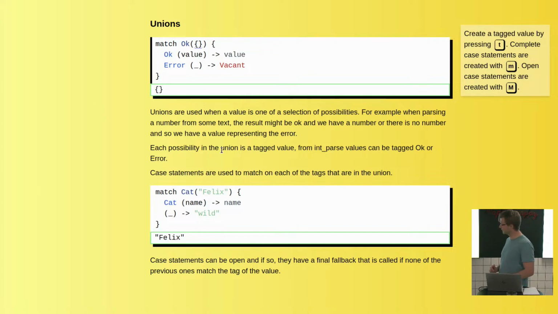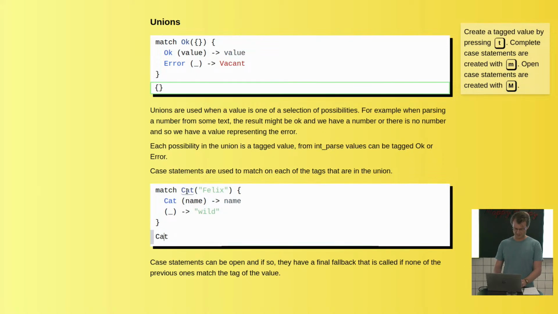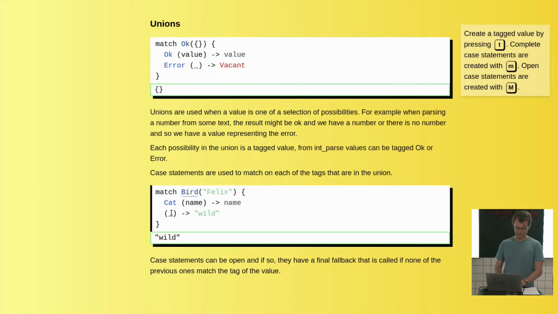And again, just another feature which might be useful for some of the examples we have later is that the match statements here can be open. So in this example, obviously, if we match on cat, we take out the name. But if we tag this with something else, you know, this can be a bird. Okay, we hit the fallback case, so you have the ability to have open unions.